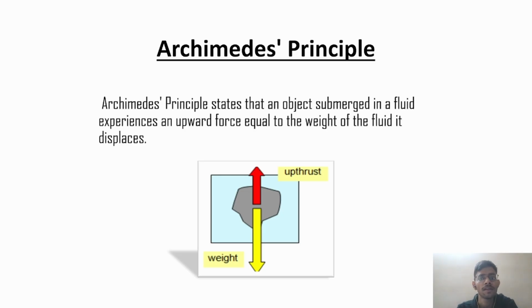Next, the main principle of Archimedes states that an object submerged in a fluid experiences an upward force equal to the weight of the fluid displaced. So when a body experiences an upward force equal to the weight of the fluid it displaces, that is the main principle of Archimedes.